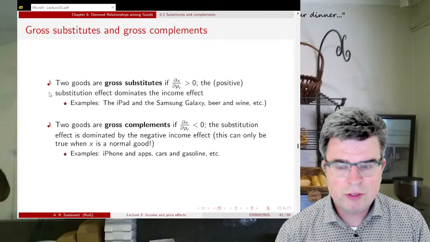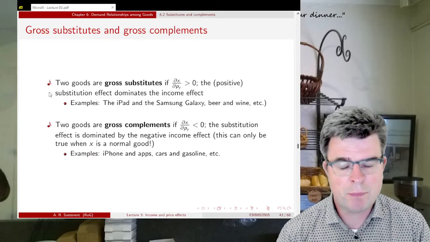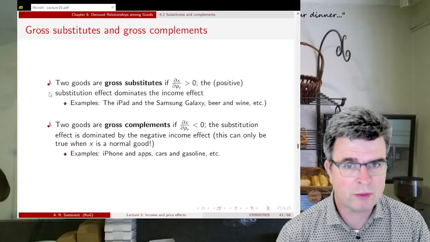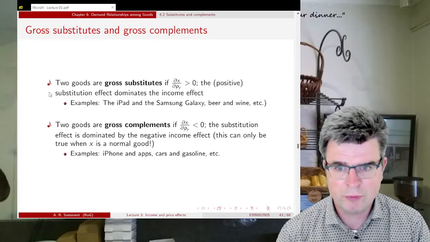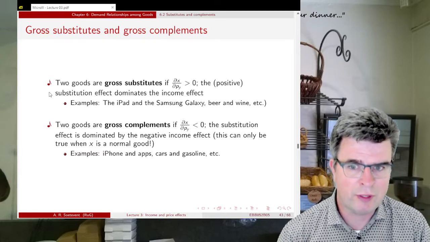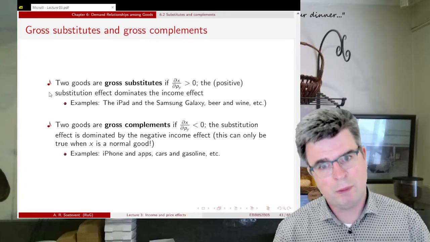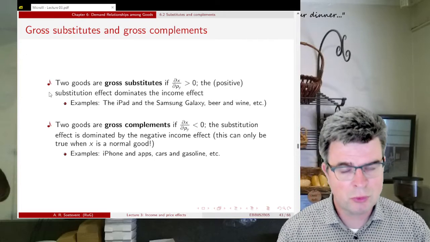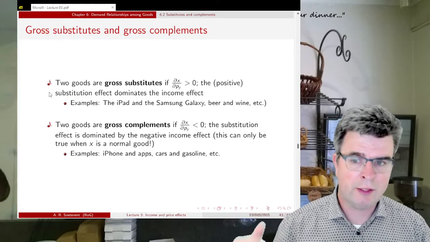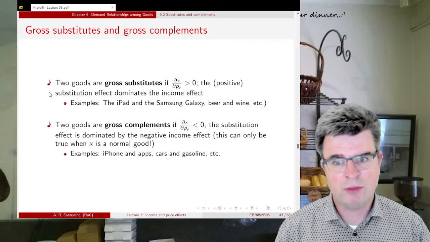So, some definitions. Two goods are gross substitutes if the partial derivative of the demand function with respect to the price of the other good is positive, which means that the positive substitution effect dominates the income effect. An example might be iPads and Samsung Galaxy, which people seem to consider substitutes. Beer and wine may be another pair of substitutes. If the price of one increases, then the consumption of the other is likely to go up.